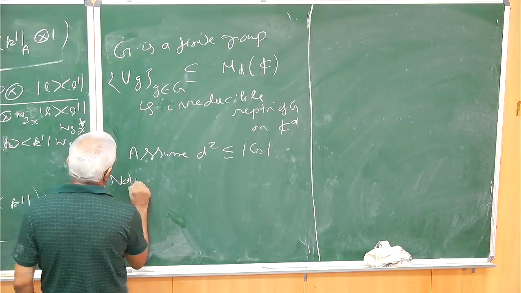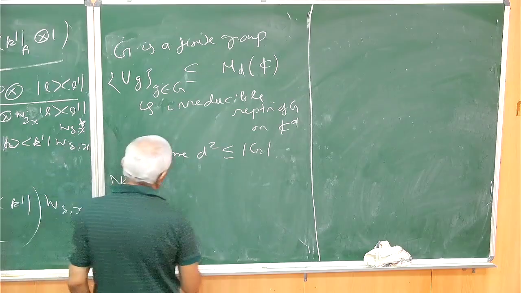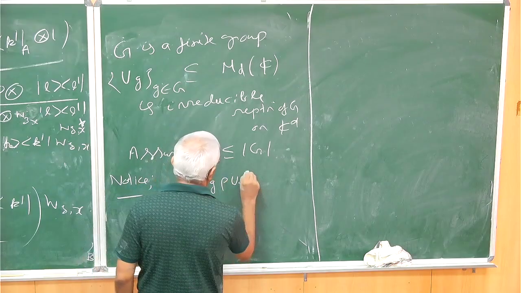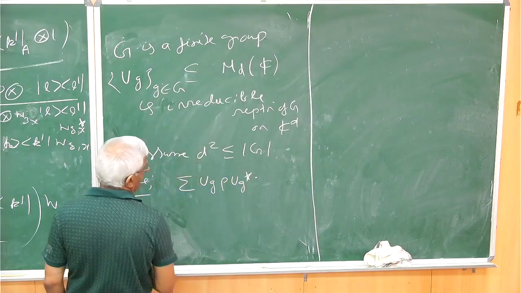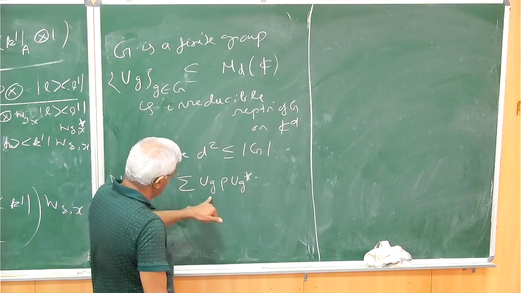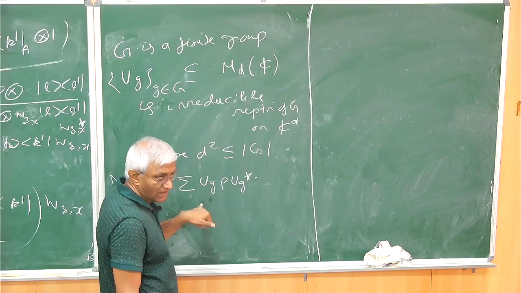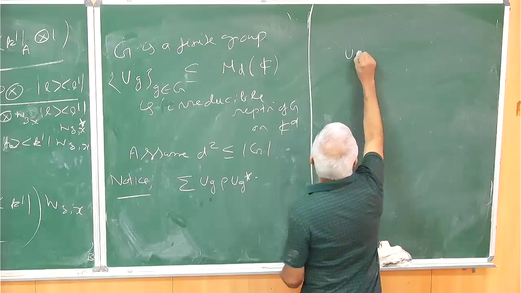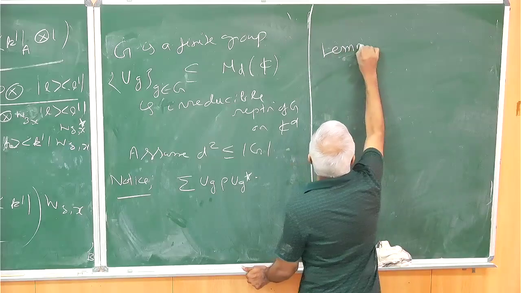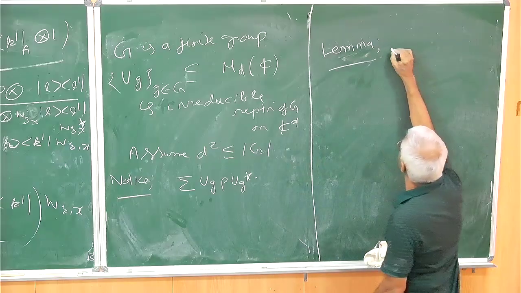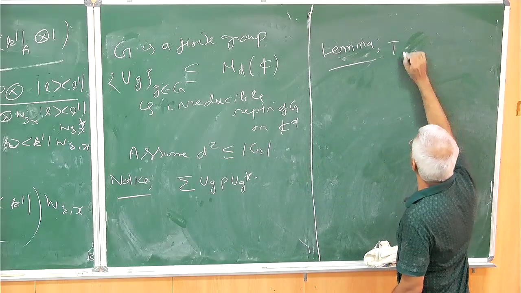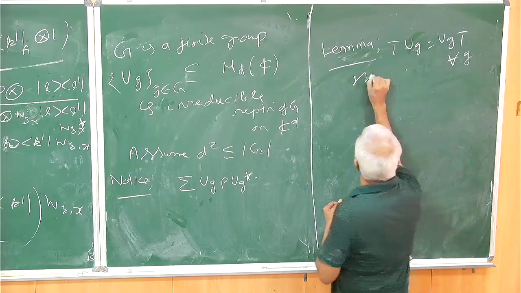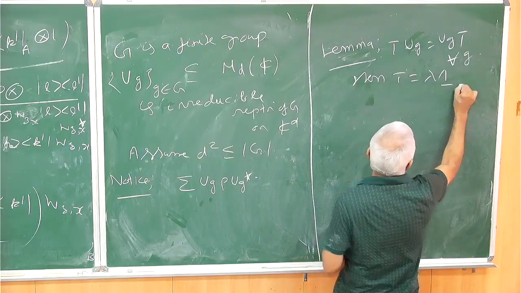First notice that the summation of U_g rho U_g star will be a scalar. Clear? That's because of Schur's lemma. Schur's lemma says that if you have an irreducible representation, maybe a lemma, I'll just write it. If some T commutes with all those things, T U_g equal to U_g T for all g, then T is equal to lambda times identity.